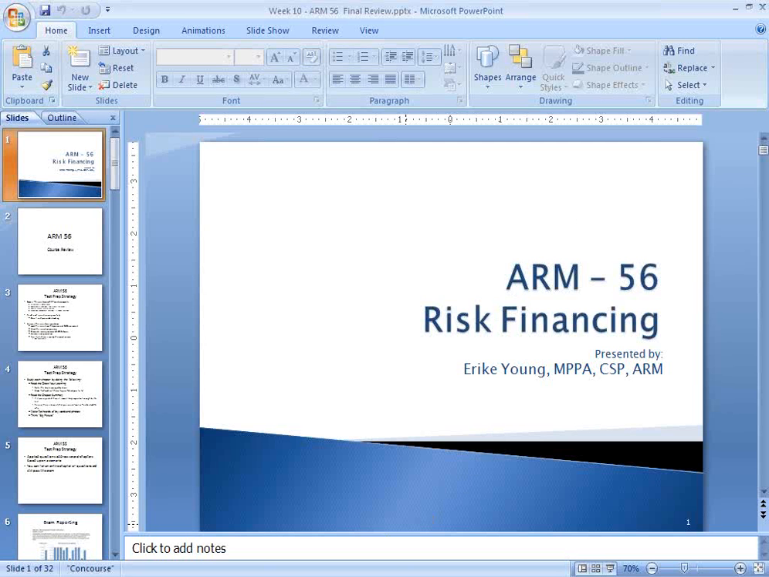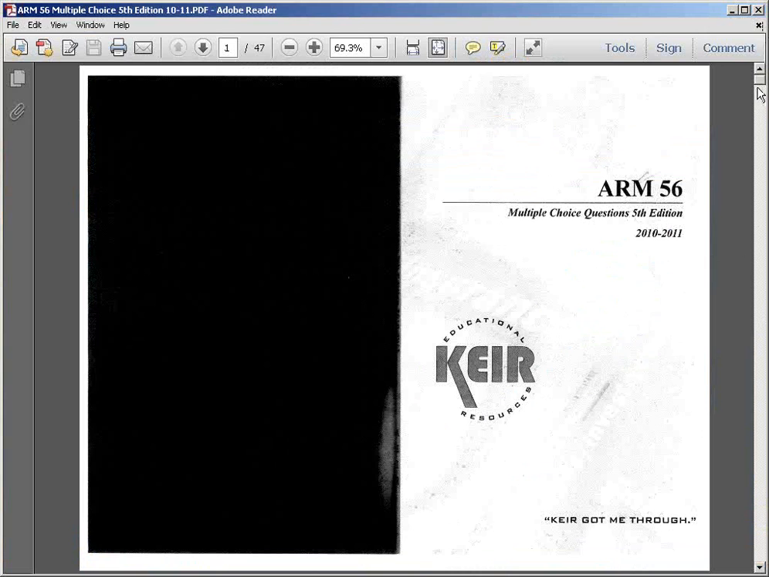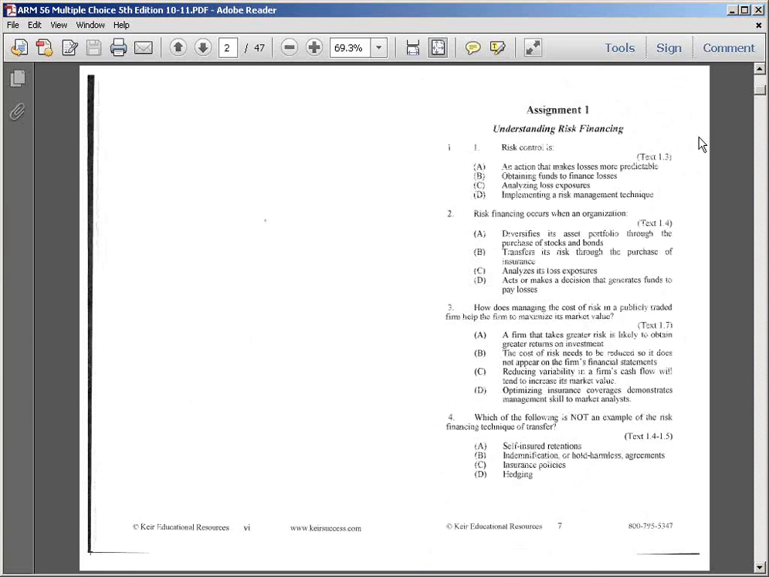Now, one of the things I do want to do as we wait for more questions to come in is go ahead and show a couple of examples from the KIR guide to give you an idea of what you might expect for types of questions. So hopefully this is showing on the screen here.